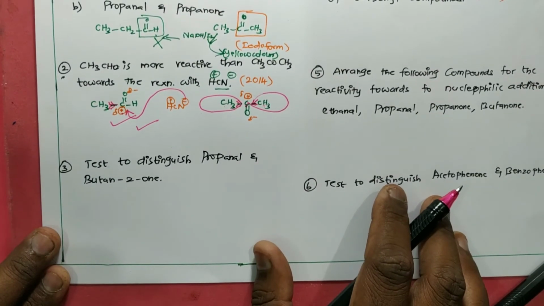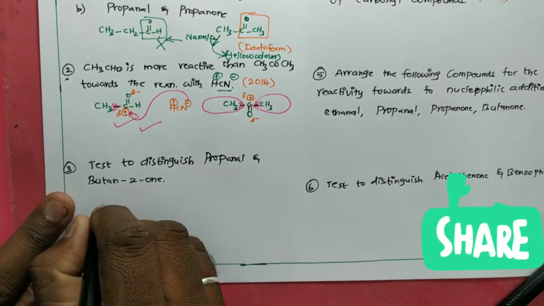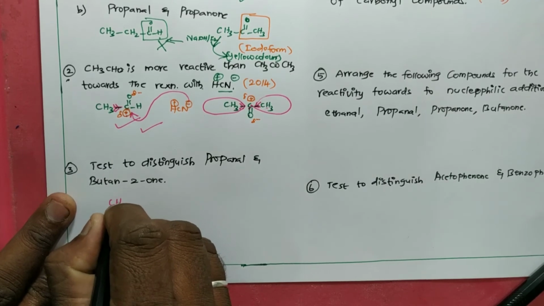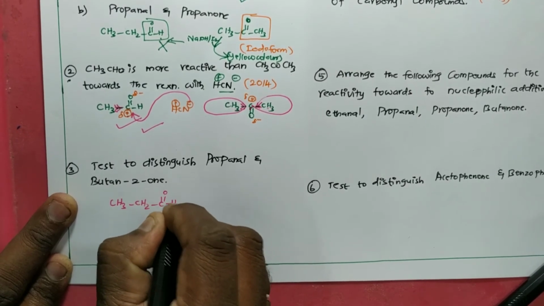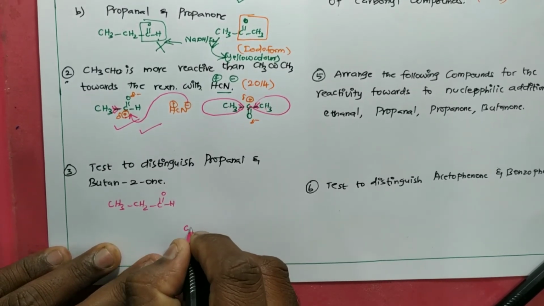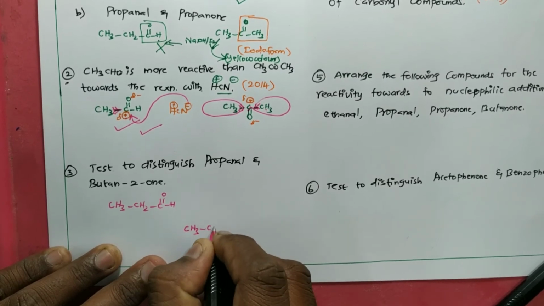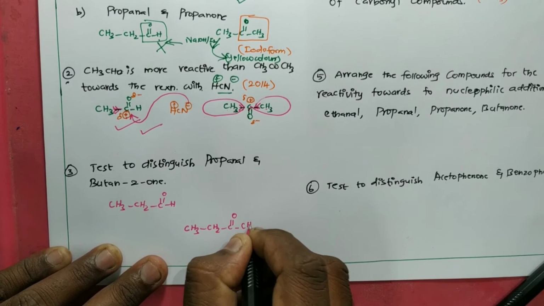Next one is the test to distinguish propanal and butan-2-one. So first of all we have to write the structures. Propanal: CH3, CH2, C double bond O, H. Okay. Butan-2-one, how can we write the structure? CH3, CH2, C double bond O, and CH3.